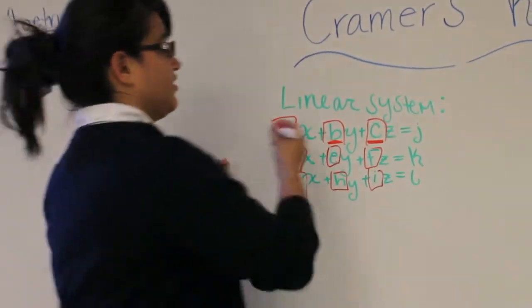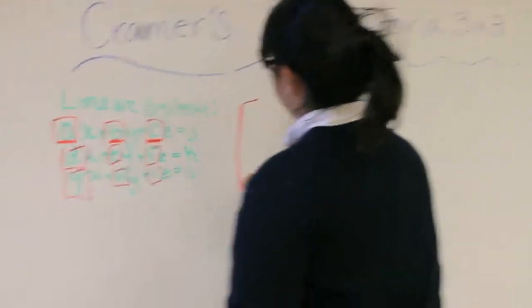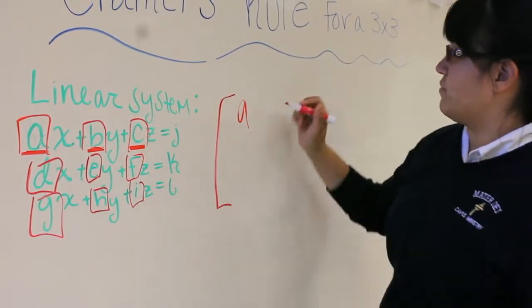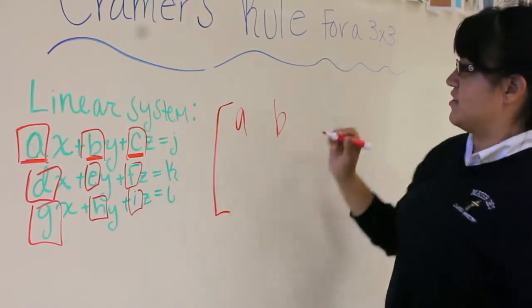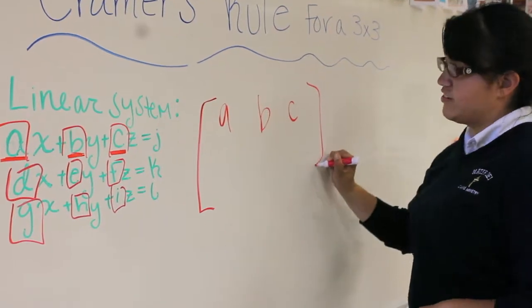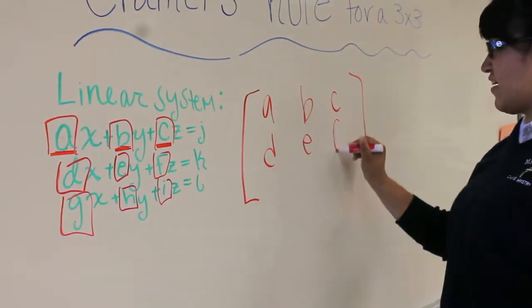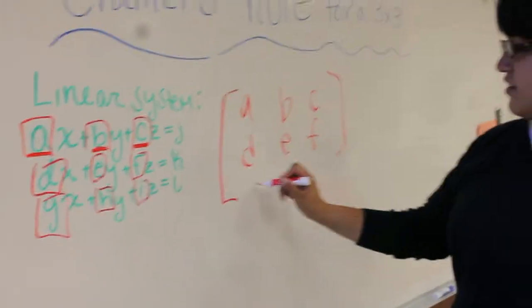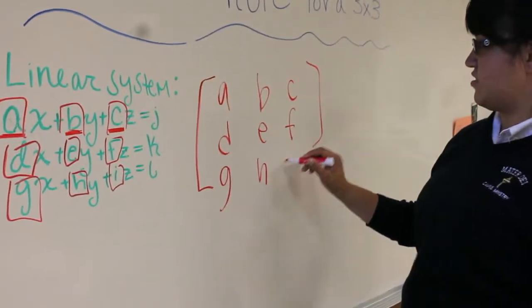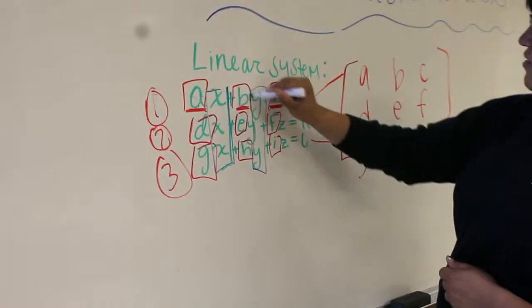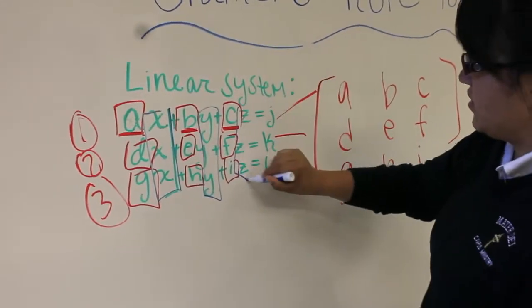And what you do is, so we have A here, right? A is going to go first. Next you have B. B goes in the middle. Last one is C. You're going to do it for the next line. So it'll be D, E, F. Last three again, G, H, I. The x variable, y variable, or z variable.